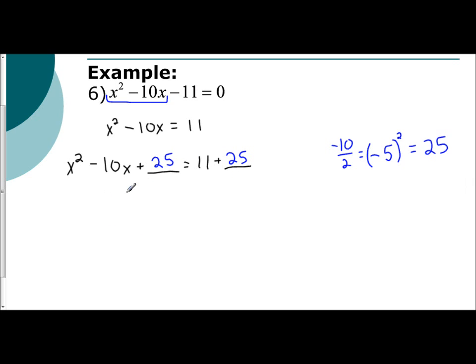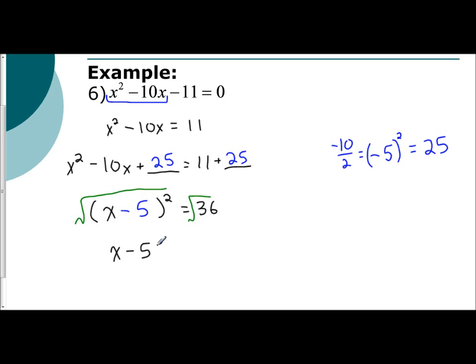And now I factor this down into the binomial squared that would yield this trinomial. So x would give me the x squared, and I squared a negative 5. And so a minus 5 goes inside the parentheses. And on the right side, 11 plus 25 is 36. To solve for x, it's protected in the parentheses and being squared, so we're going to cancel out that squared. That will get rid of the parentheses and that exponent. If I do it to the left side, I have to do it to the right side. So I'm left with x minus 5.